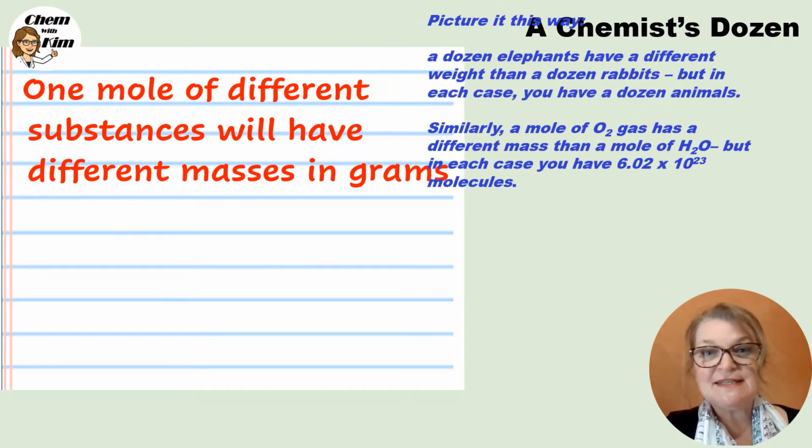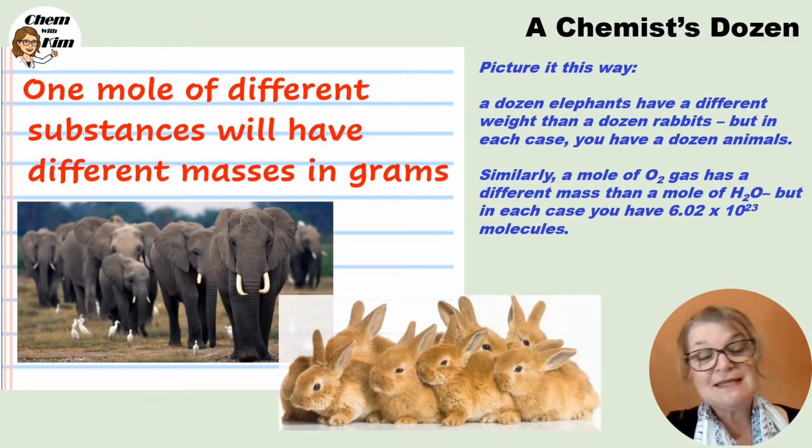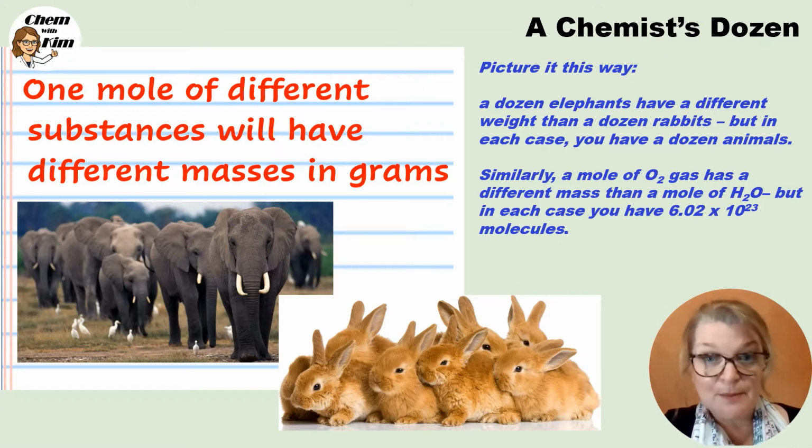If you have a dozen elephants and a dozen bunny rabbits, they're not going to weigh the same either, even though you have 12 of each, because an elephant is much bigger than a bunny rabbit. And the same idea with atoms and molecules. Atoms have different masses. Different compounds have different masses. Some are heavier than others. So if you have exactly 6.02 times 10 to the 23rd of each of them, they won't weigh the same because the individual pieces don't weigh the same.